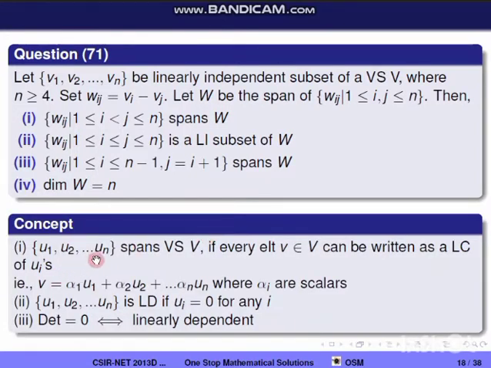U1, U2, up to Un span the vector space V if every element v in V can be written as a linear combination of Ui's. That is, v is equal to alpha 1 U1 plus alpha 2 U2 plus up to alpha n Un, where alpha are scalars. U1, U2, up to Un is linearly dependent if Ui equals 0 for any i. Determinant equals 0 if and only if the vectors are linearly dependent. Now we will move on to the question.